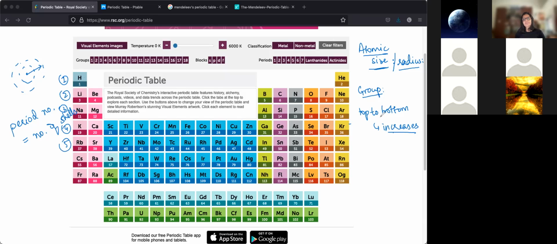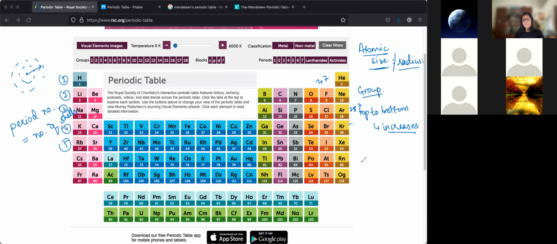Group is pretty easy to understand. As you go each step, like one step down, the number of shells increases. Same thing with halogens also. Fluorine is 2,7, chlorine is 2,8,7. Basically it increases. Again, 2,8,18,7, whatever.